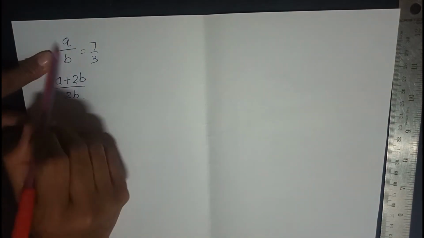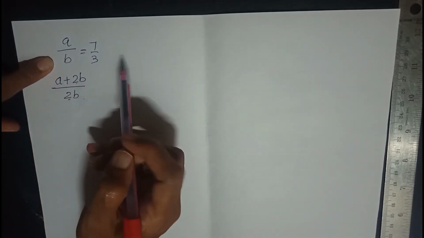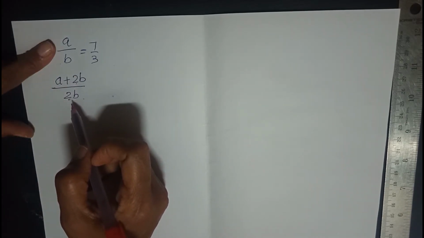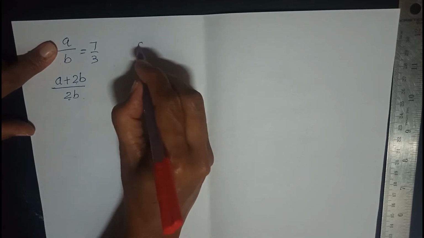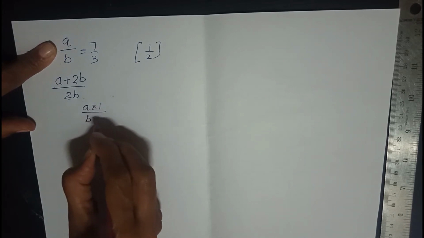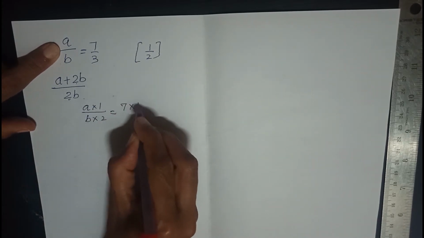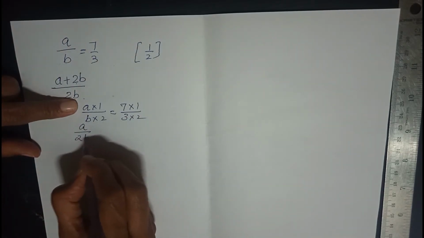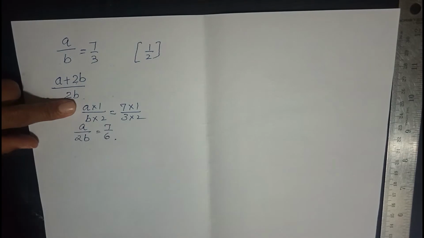And you have learned when you learned ratios in the lower classes that if you multiply both sides of the equal to sign by the same number, then the value of the ratio doesn't change. So here what I do is I multiply by 1 upon 2 on both the sides. So what I get is a into 1 upon b into 2 is equal to 7 into 1 upon 3 into 2. So we get a upon 2b is equal to 7 upon 6.